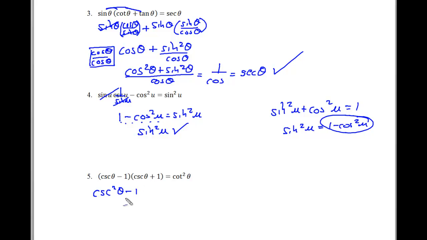Now, this isn't quite cotangent squared yet, so I'm going to rewrite cosecant squared theta as an equivalent expression: cotangent squared theta plus 1, minus 1. The plus 1 and the minus 1 simplify, so now all I have left is cotangent squared theta. Boom, it checks out with what we did there.